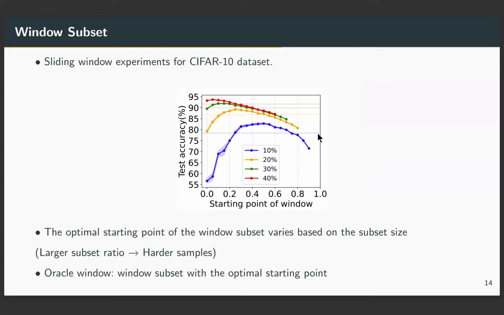And the optimal starting point of the window subset varies based on the subset size. As the subset size becomes larger, the window subset consisting of harder samples achieves higher performance. So from now on, we will call this window subset with the optimal starting point the oracle window.